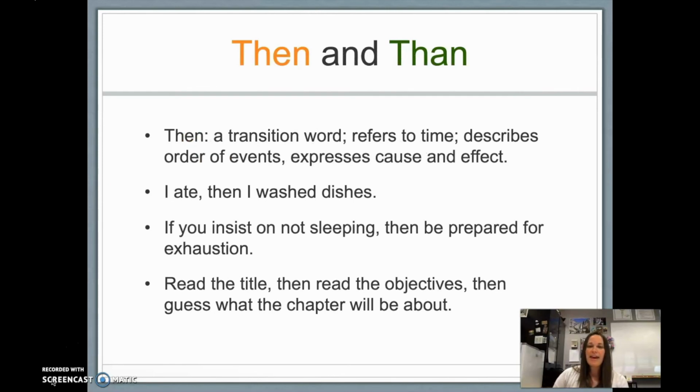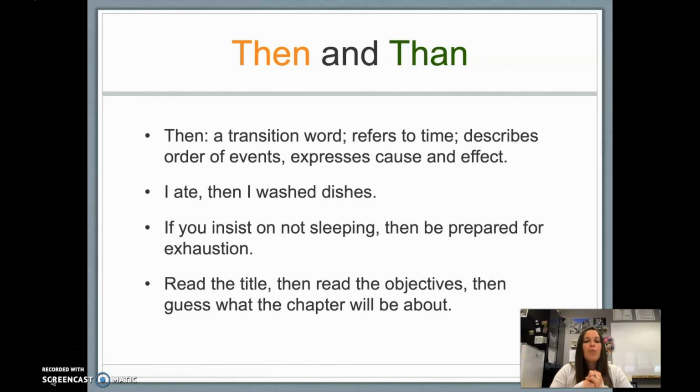Then and than. Again, we've got an E versus an A here. Then with an E is a transition word. It refers to time. It describes the order of events, expresses cause and effect, right? Like I ate, then I washed the dishes. Okay, so we've got an order of events. I did this, and then I did this. Next one, if you insist on not sleeping, then be prepared for exhaustion, right? That's a cause and effect. The cause is if you don't sleep, then the effect is you're going to be exhausted, right?